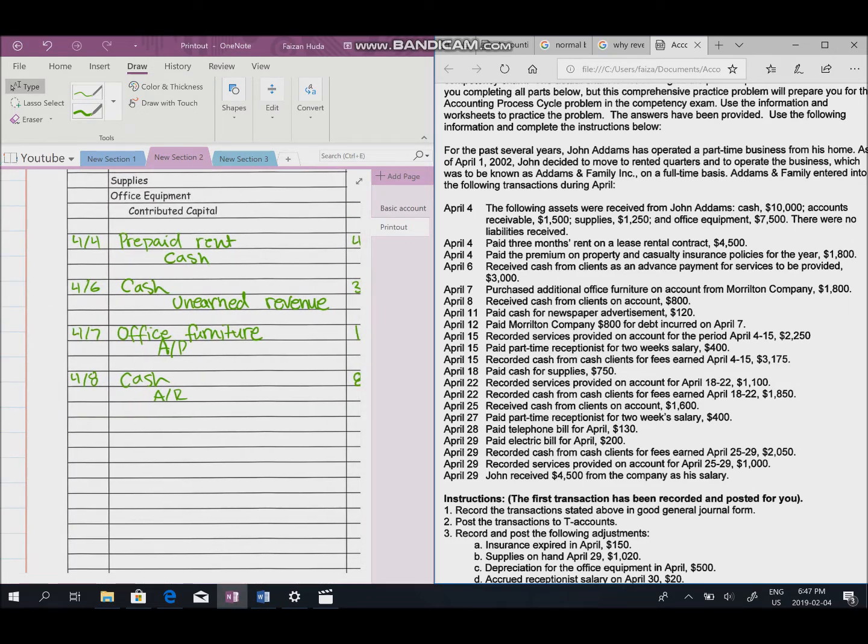So for this journal entry on April 8th, I'm sorry, we're done already. April 11th, my bad. April 11, 4/11, we paid cash. That means our cash is decreasing, so I'll come to that after. But newspaper advertisements, so I'll just call it advertisement expense.